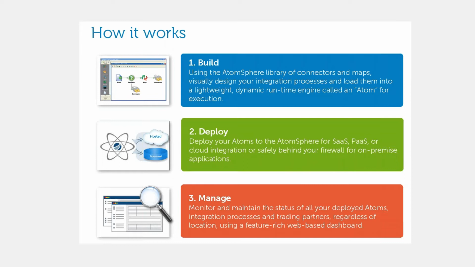Say you want to make your processes available behind the firewall. In that case, you'll have to deploy your processes to the atom. We'll discuss what atoms are. And in manage, you see the status of your process executions, whether it is success or failure, and how many documents are coming in and going out. All that we can see in the manage tab. We'll see this in detail.